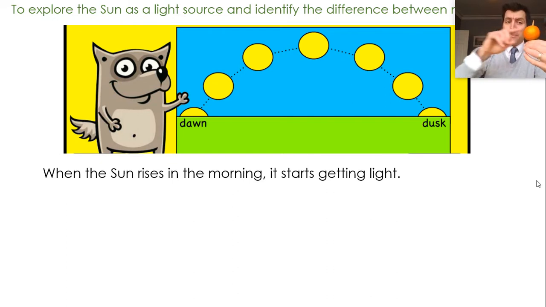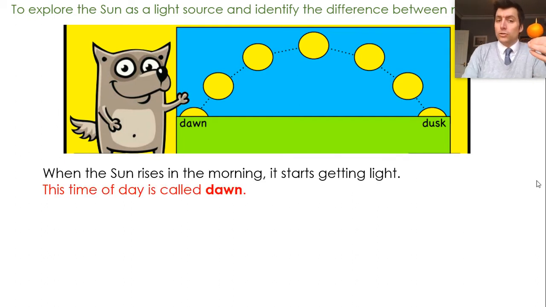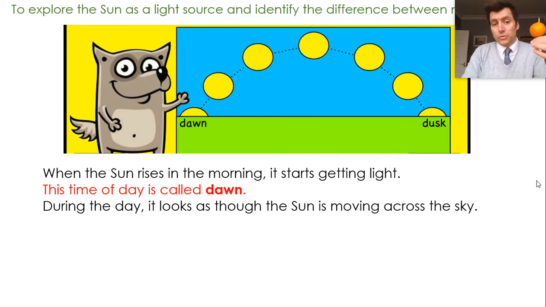It just means that our perception of the sun is changing based on where we are on the rotation. Okay, and that's called dawn. When we start our day, it's called dawn. Okay, it looks as though the sun's moving across the sky. So that's when we talk about the sun moving across the sky.